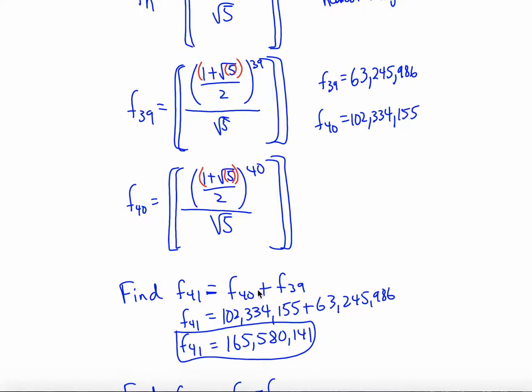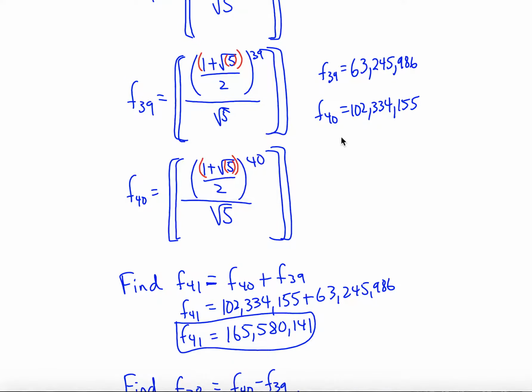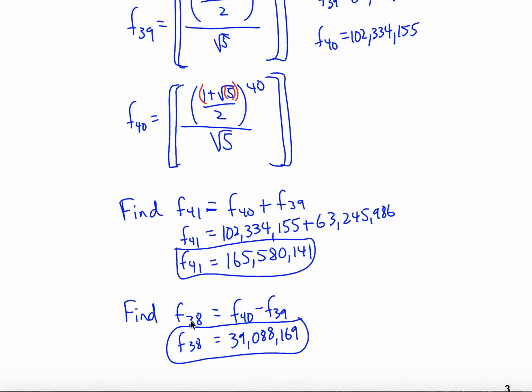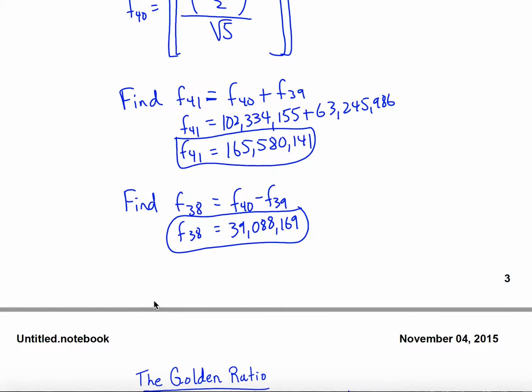So if I want to now find the 41st Fibonacci term, I could go through and use Binet's formula again, but I already have the 40th and 39th, so I can just add these two together, and I'll get the 41st. If I want to find the 38th term, the 38th is right before the 39th and the 40th. The way we found the 40th was to add the 39th and 38th. So if I have the 40th and the 39th, I can just subtract them to get the 38th. So you can play around with this a little bit to find these different terms.